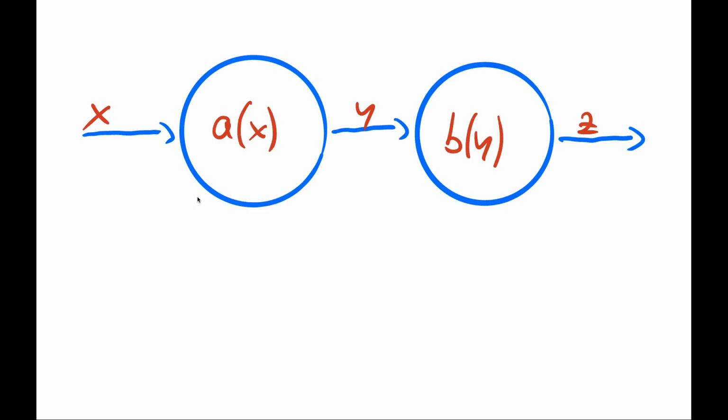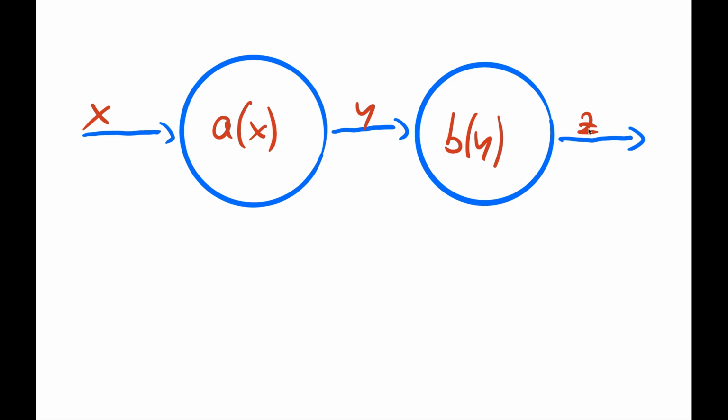So let's start. The first concept we must know is the chain rule. Let's say we have two operations or two functions. First we have the input x and then we apply a function a and get an output y. Then we use this output as the input for our second function, function b, and then we get the final output c.